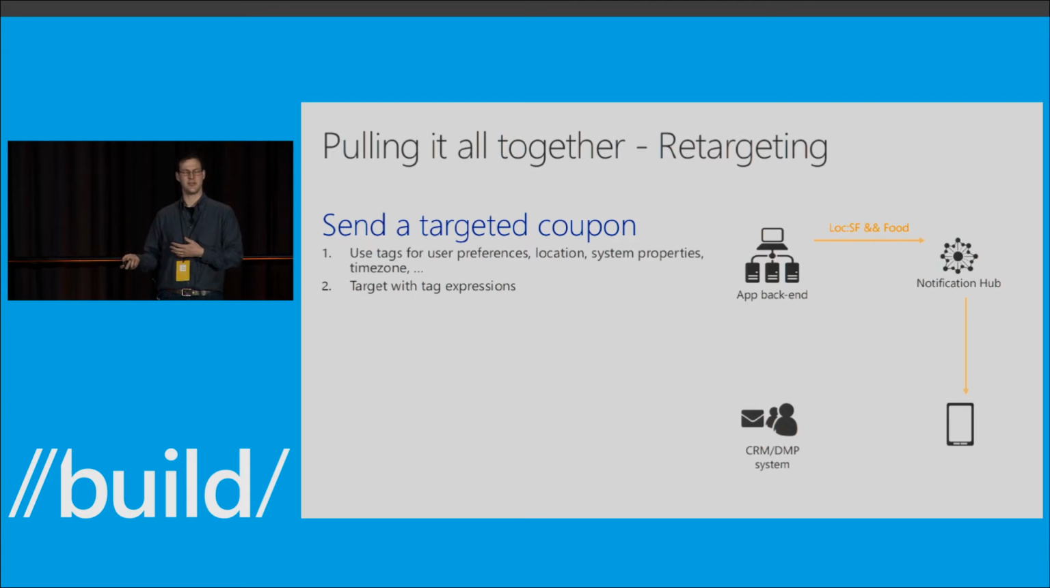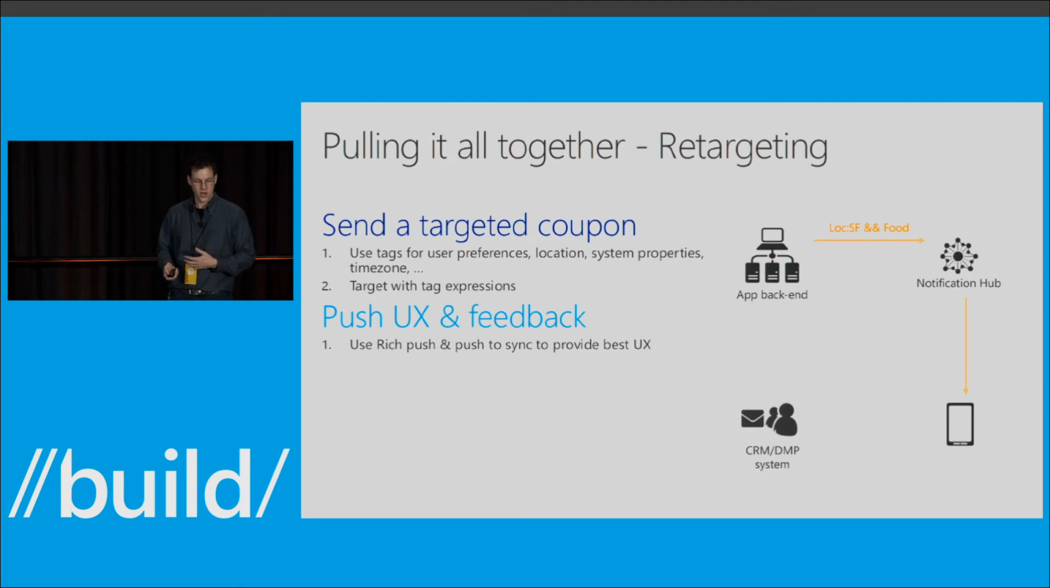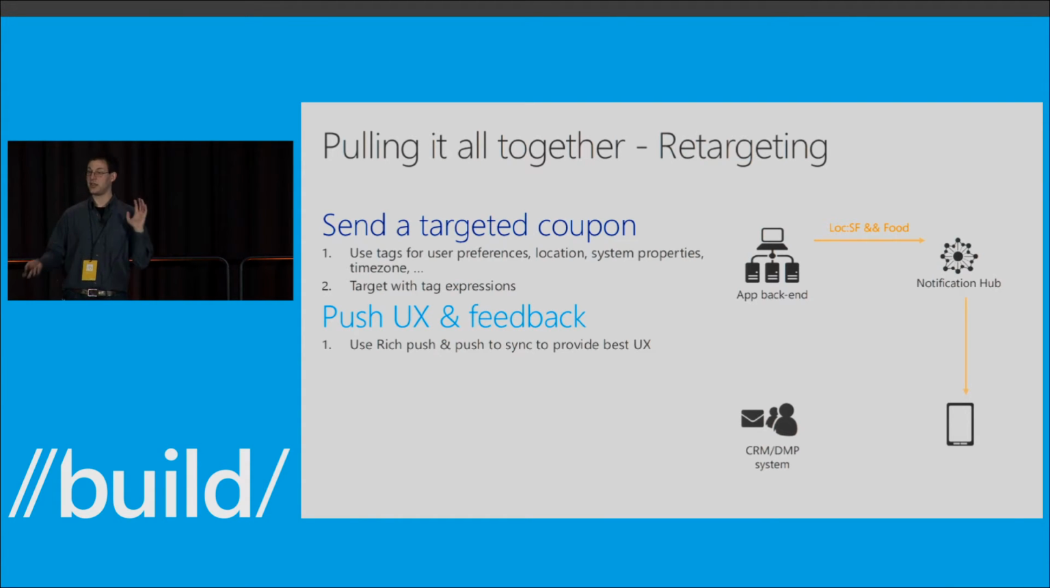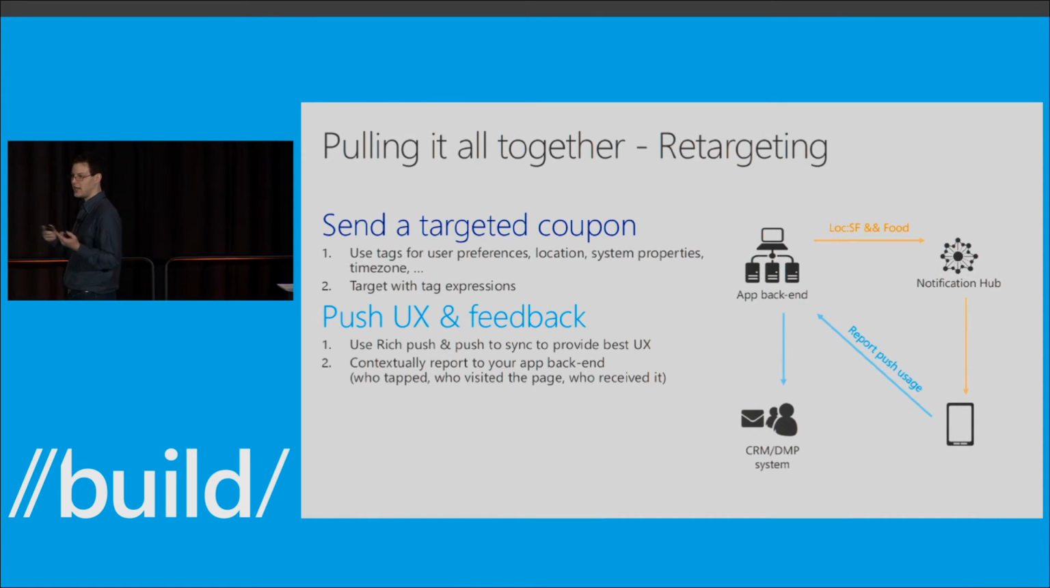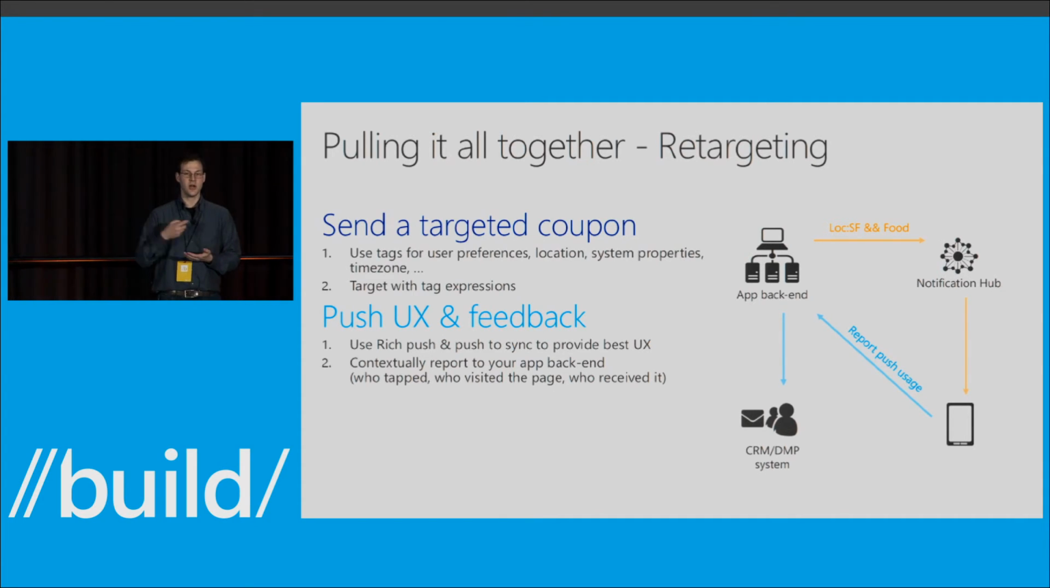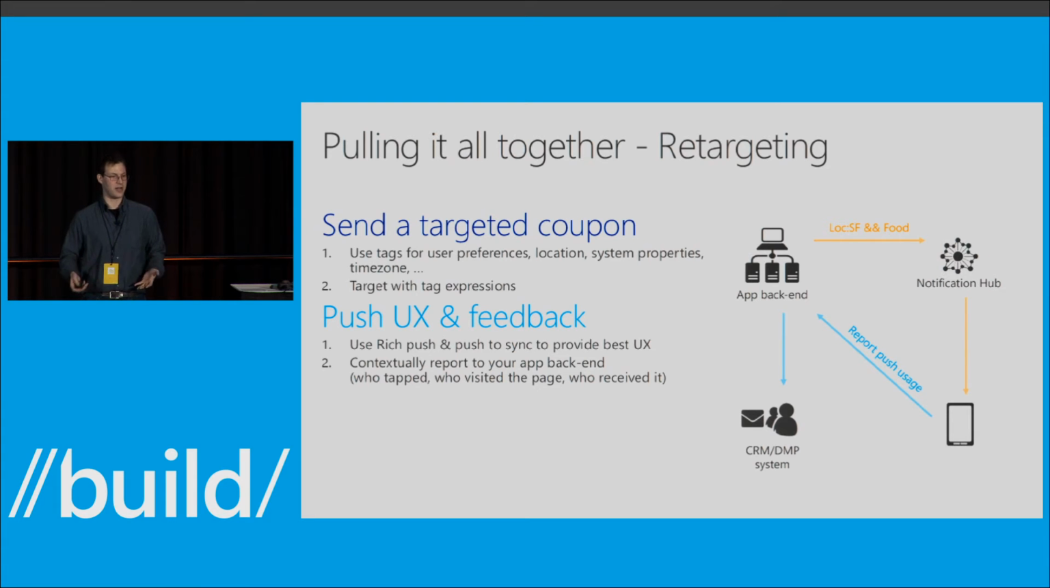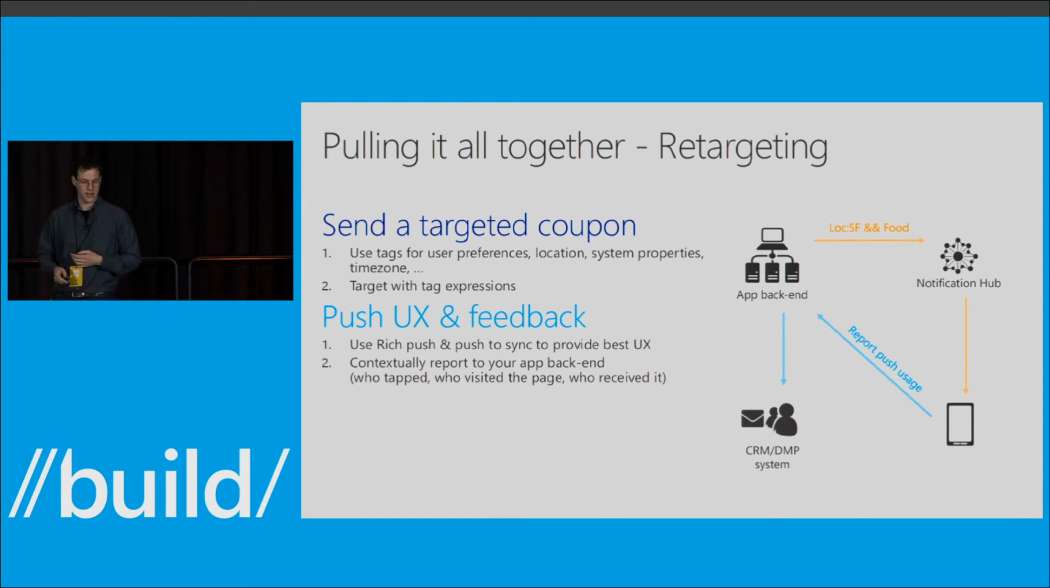People in San Francisco that are interested in food coupons. What happens is that now you can use all the rich push technology and the push to sync to have a great experience there. You can show HTML, whatever provides the best experience for your app. And contextually, you can also send back to your backend. We saw that it's very possible, as a result of a push notification, to send some information back. And you can contextually report what the user did with that offer. Was the offer tapped? Was it visited after some time? Was it never visited? Maybe the toast never arrived, and so on.